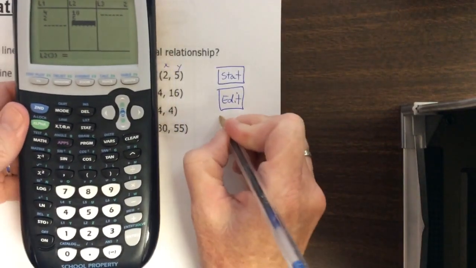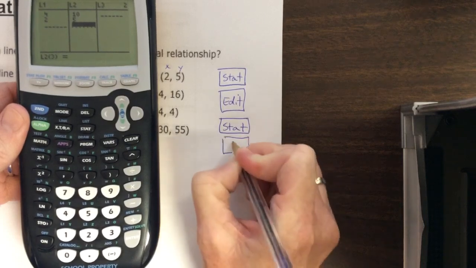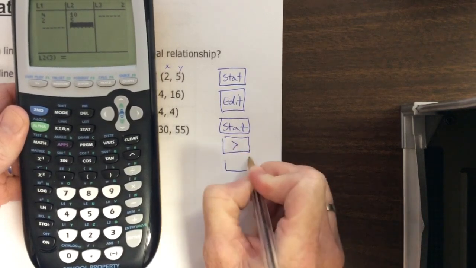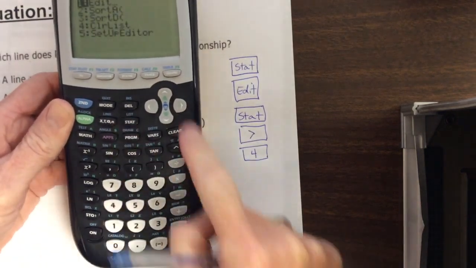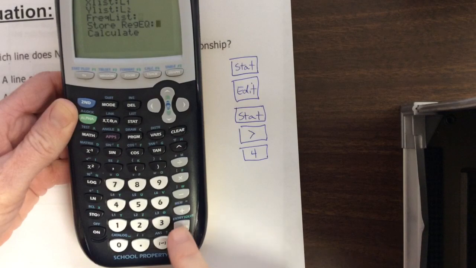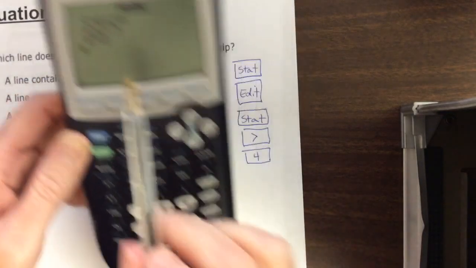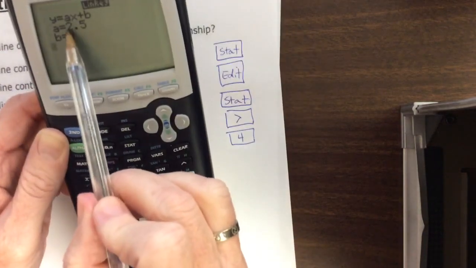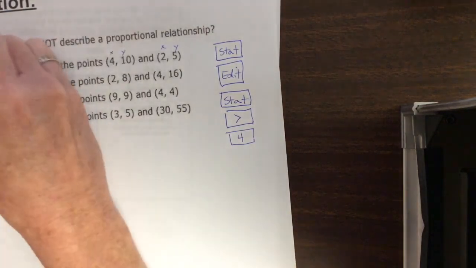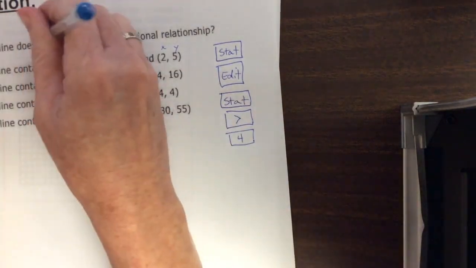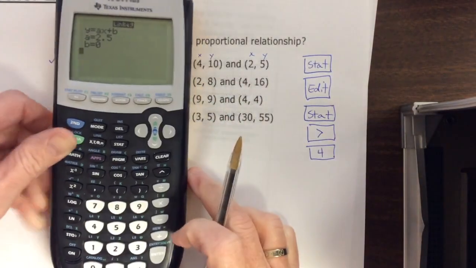Now I'm going to hit Stat. I'm going to hit Tab. And then I'm going to hit 4 and enter all the way. So Stat, Tab, 4. And this is telling me I have a slope of 2.5. I do not have a y-intercept, so this works. This is proportional. This wants to know what is not proportional. So let's do the next one.